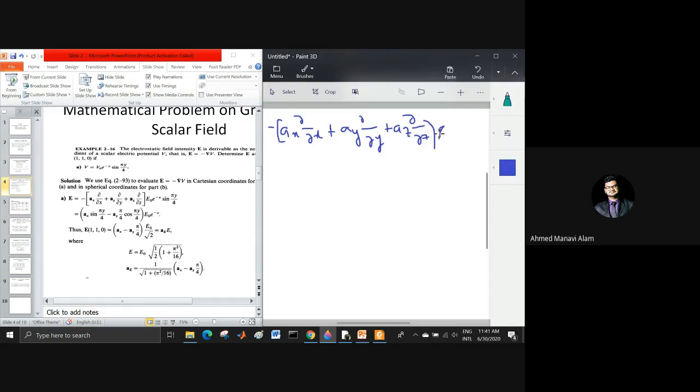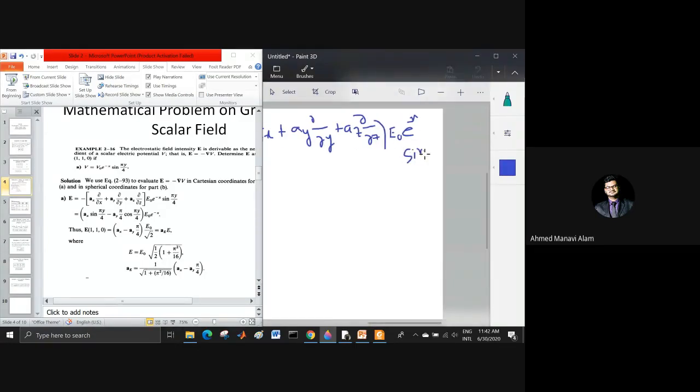Now, e naught e to the power minus x sine, it again, though it is in one single line, sine pi y by 4. Okay, fine.